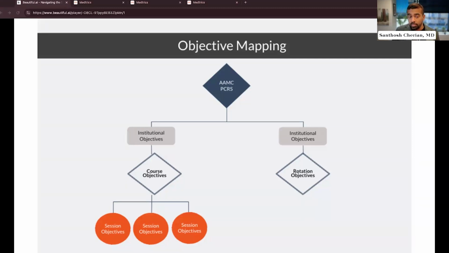But it doesn't have to be the AAMC's PCRS. It could be any framework. If you're using it for nursing, it could be the Essentials here. And then you're going to align the school's curriculum to that. Now, on the right side, we have institutional objectives, and then there's the rotation objectives. Rotations typically do not have separate sessions underneath them, so that's why we're stopping at the overall rotation objectives. You're simply going to have rotations being delivered at different hospitals or clinics, but they have their own objectives without separate lectures and labs that you're tracking objectives for.